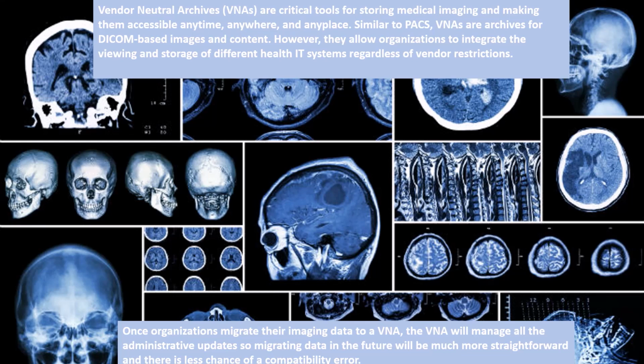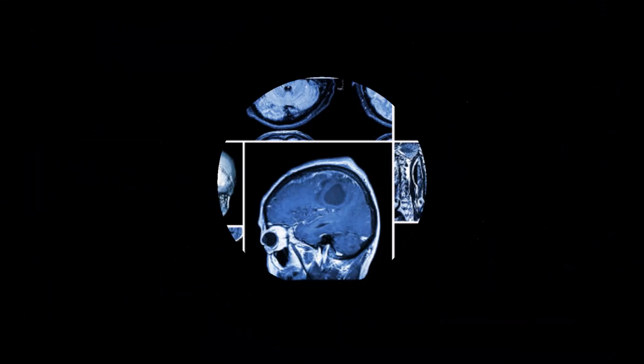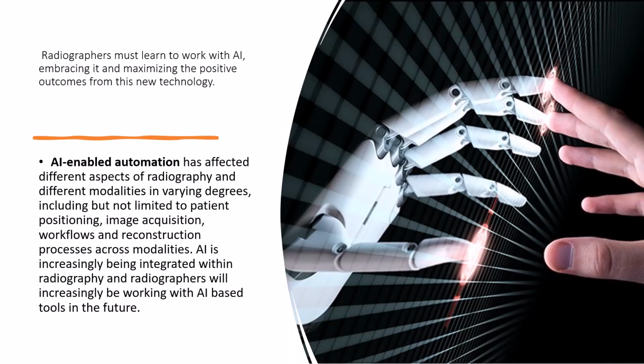Once the organizations migrate their data to a VNA, the VNA, or vendor-neutral archive, will manage all of the administrative updates, so migrating data in the future will be much more straightforward and there is less chance of a compatibility error. With standardization of the data, artificial intelligence was enabled to help the medical imaging community resolve some of the issues in volume and staff shortages that they're experiencing today.